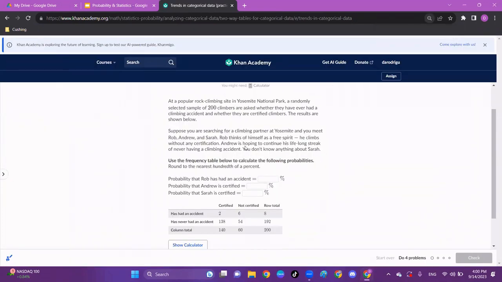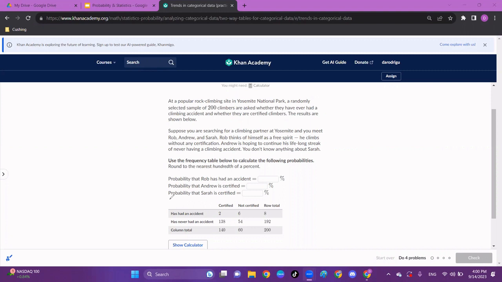All right, so this question says, at a popular rock climbing site in Yosemite National Park, a randomly selected sample of 200 climbers are asked whether they have ever had a climbing accident and whether they're certified climbers. The results are shown below. Suppose you are searching for a climbing partner at Yosemite and you meet Rob, Andrew, and Sarah. Rob thinks of himself as a free spirit. He climbs without any certification. Andrew is hoping to continue his lifelong streak of never having a climbing accident. You don't know anything about Sarah.